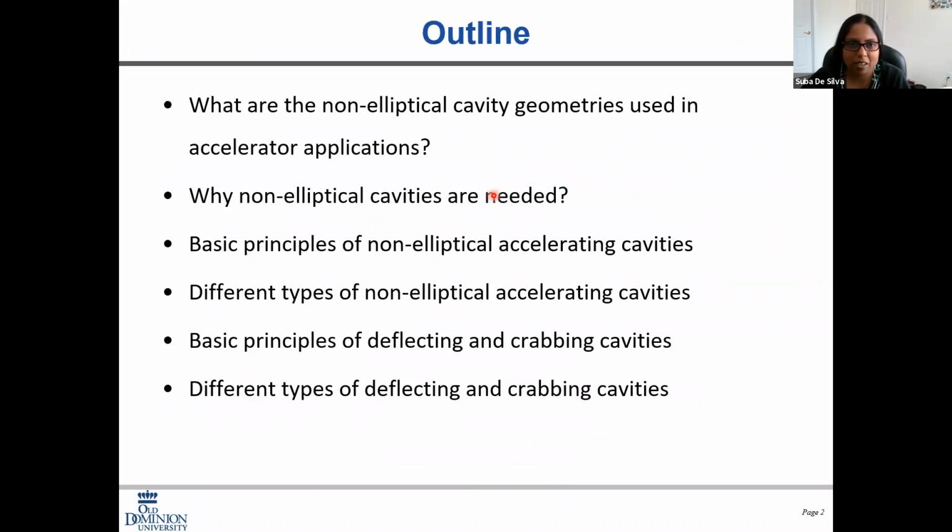So here's the outline. I will show some of the cavity geometries that are out there in the world at the moment, and why we need these kinds of strange, interestingly shaped cavities for particle accelerators. Then I will try to cover two aspects of it, where these types of cavities are used for particle acceleration, as well as to deflect and crab particle beams.